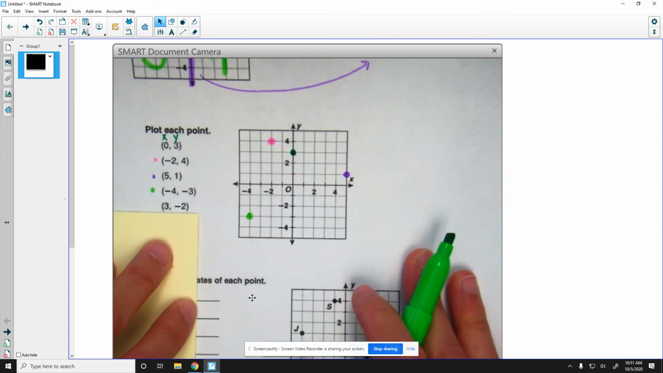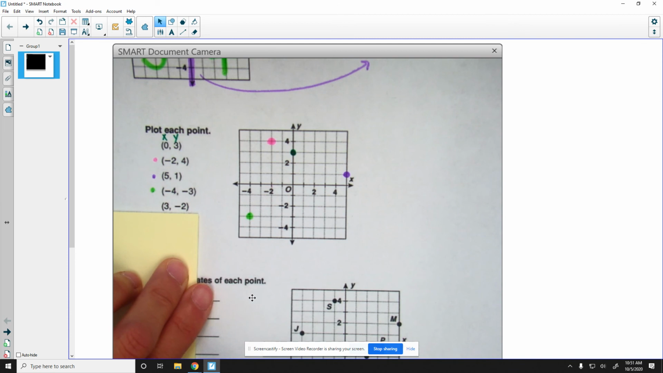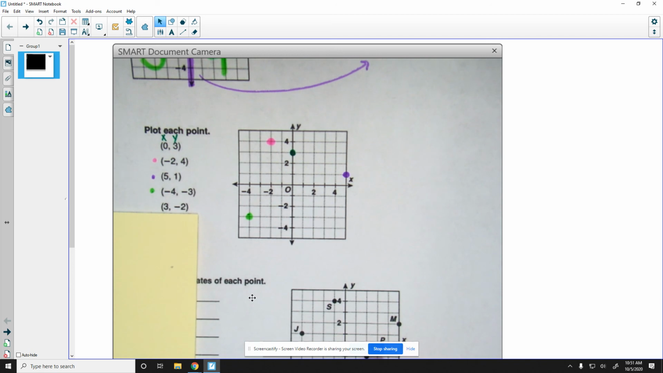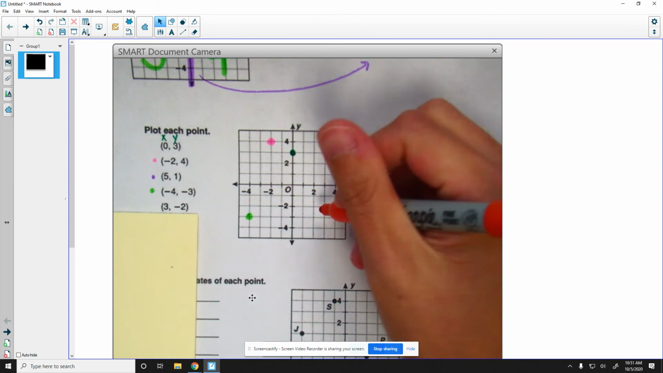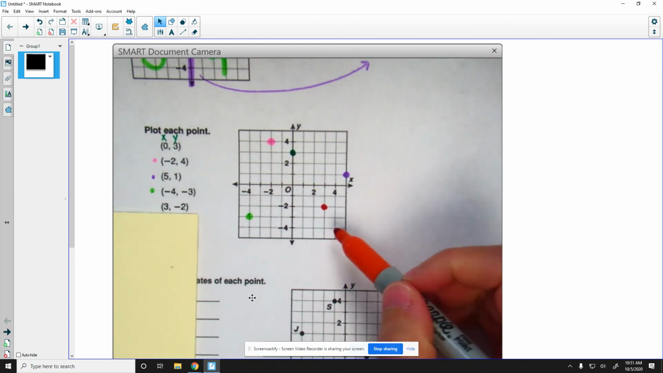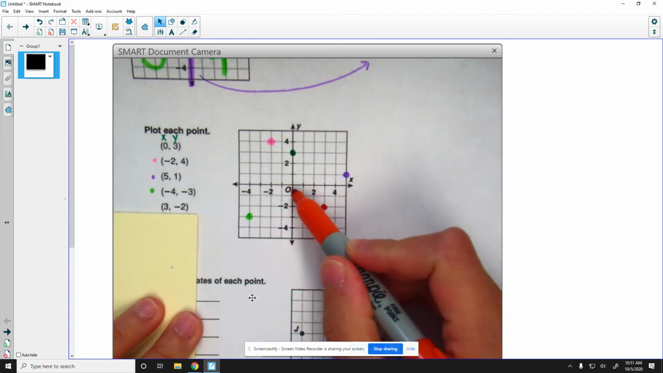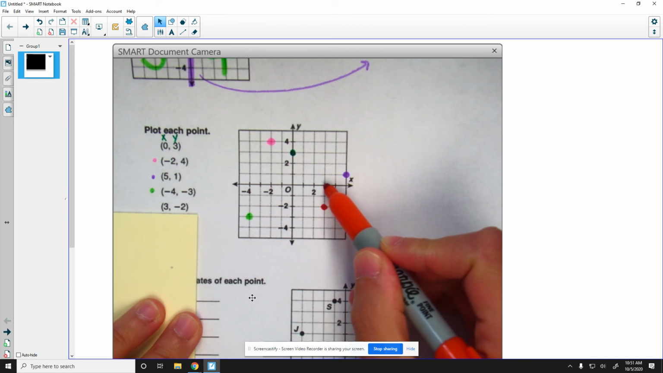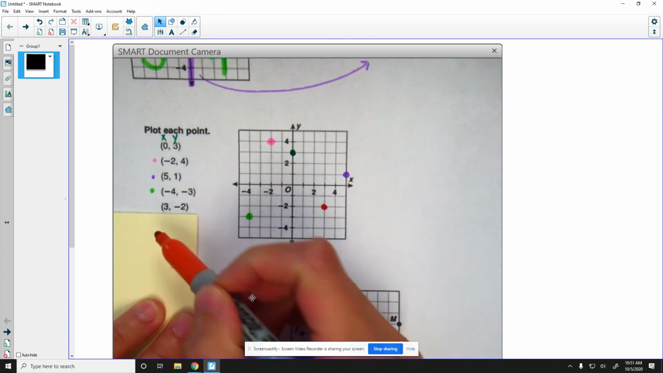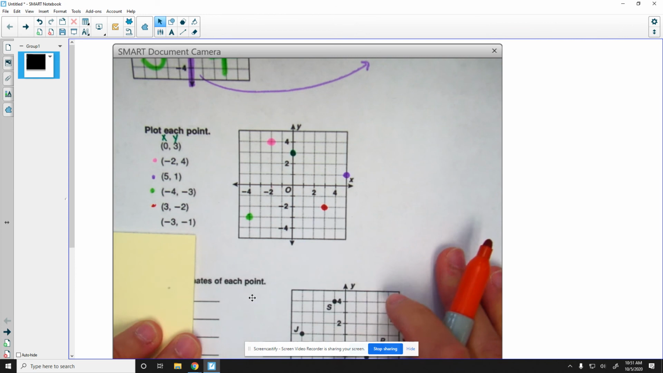Okay, let's try two more. 3 comma -2, try that by yourself. So start from the center, 0, 0. Right, left 3, up, down -2. Your dot should have been right here. So start from the center, right 3, down -2. So that's where my 3, -2 is.